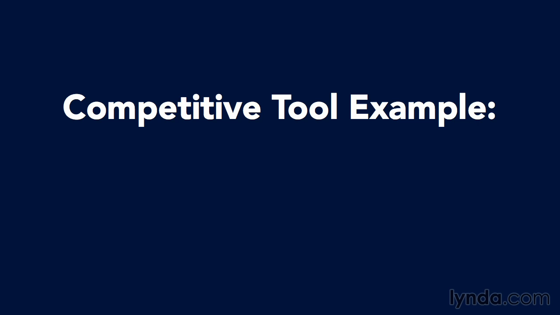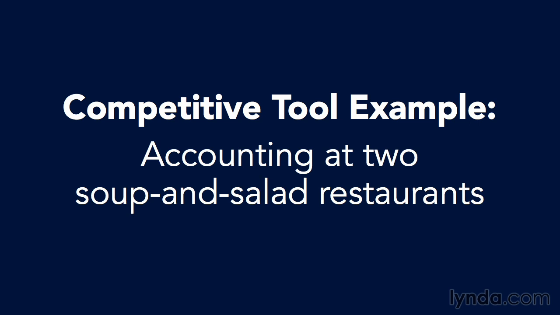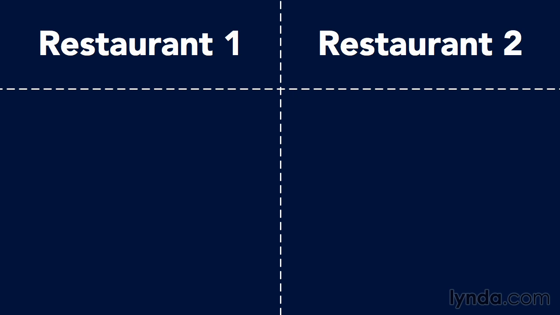Let's think of an example. We've got two soup and salad restaurants. Let's put them right across the street from one another. One side, we've got soup and salad restaurant number one. On the other side of the street, we've got soup and salad restaurant number two. So these are really competitors. They both serve exactly the same soup and exactly the same salad. They're not competing based on quality of food. So how are they going to compete?